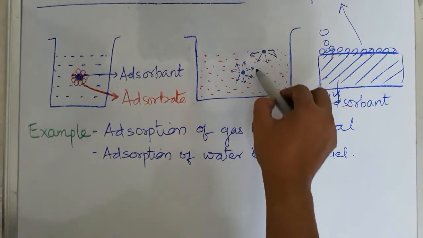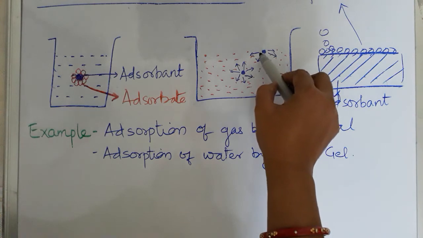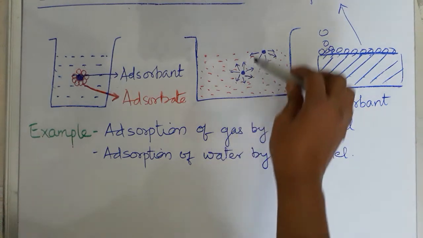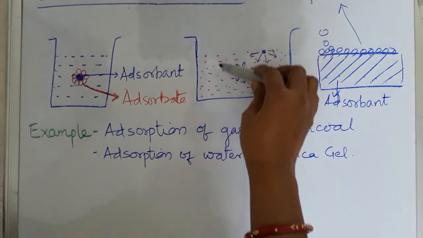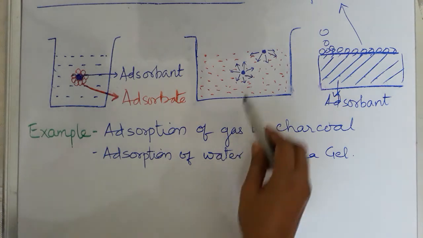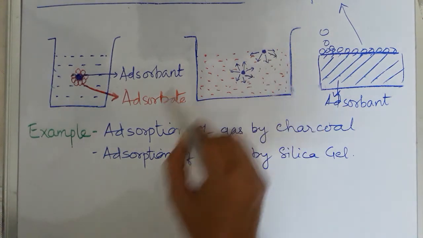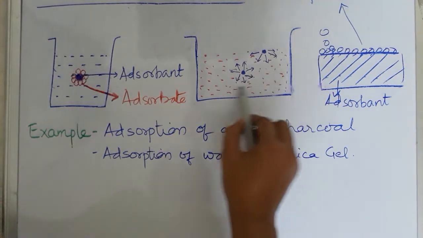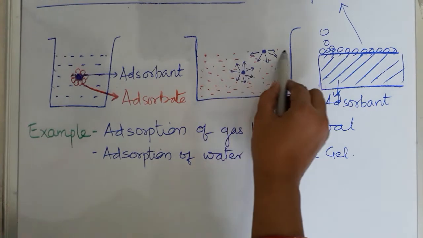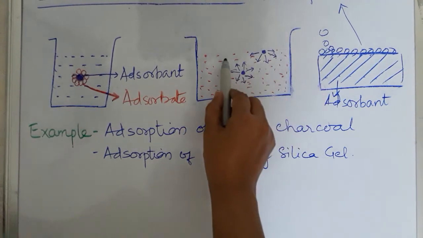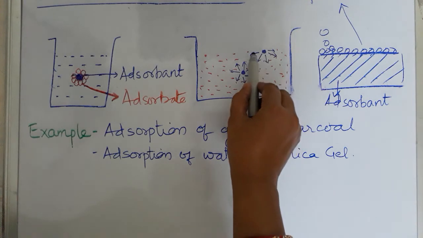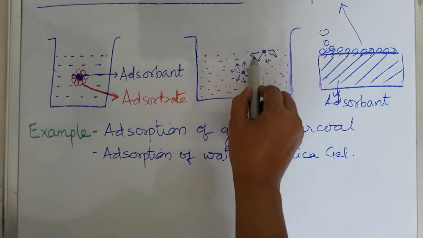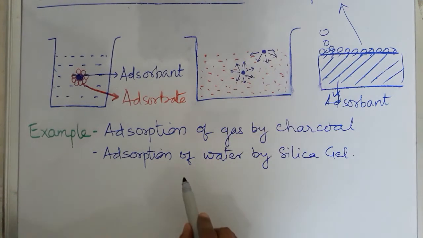To nullify the force, whatever particles they come in contact with, they try to accumulate those particles on their surface so as to balance this residual force of attraction. So if this is the adsorbent, the particles on the surface of the adsorbent, as you can see, experience an imbalance in the force of attraction, as they are surrounded by other particles of their kind only from downward.